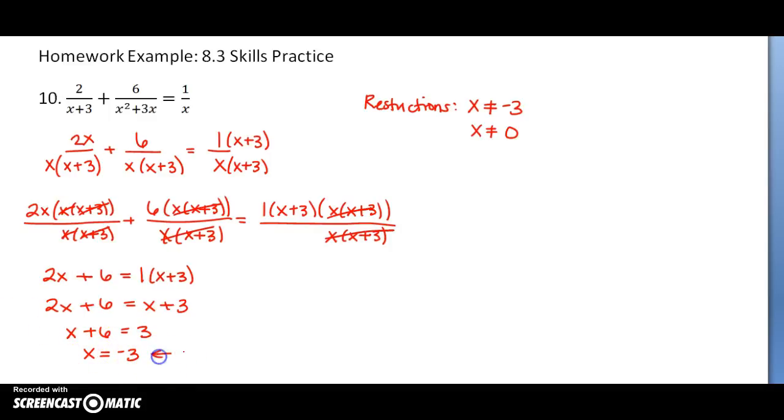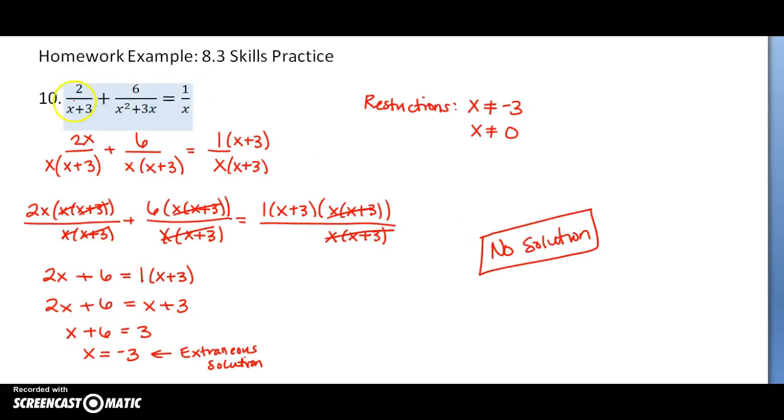We refer to this as an extraneous solution, which means it's something we absolutely solved for correctly using all of our algebra steps, but it can't be an actual solution because it's one of our restrictions. So you can either say that this has an extraneous solution, or you can say that it has no solution because there's not a number that actually works to solve this equation.